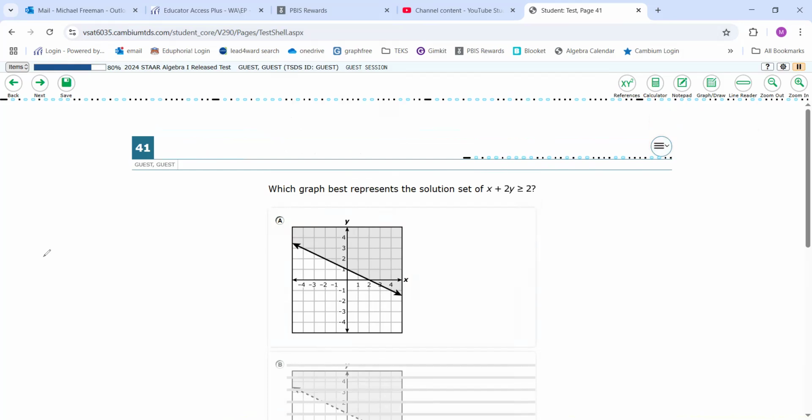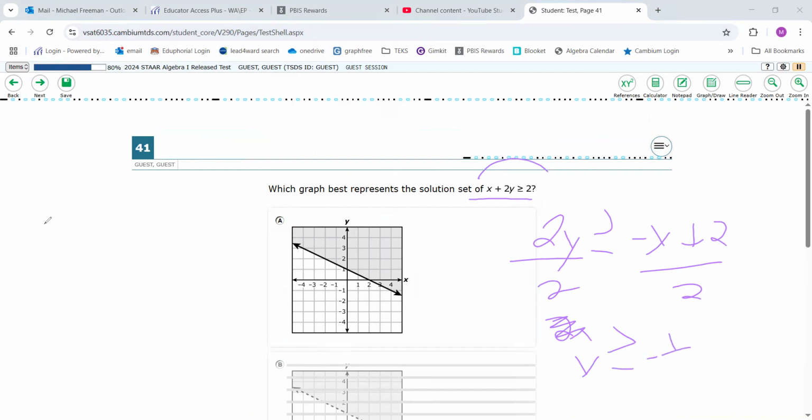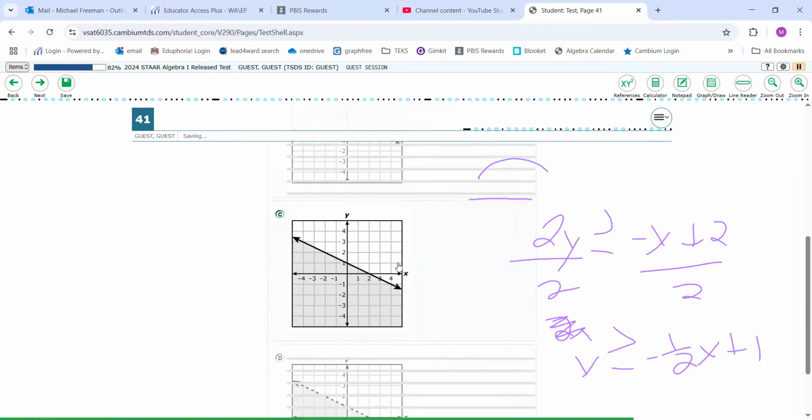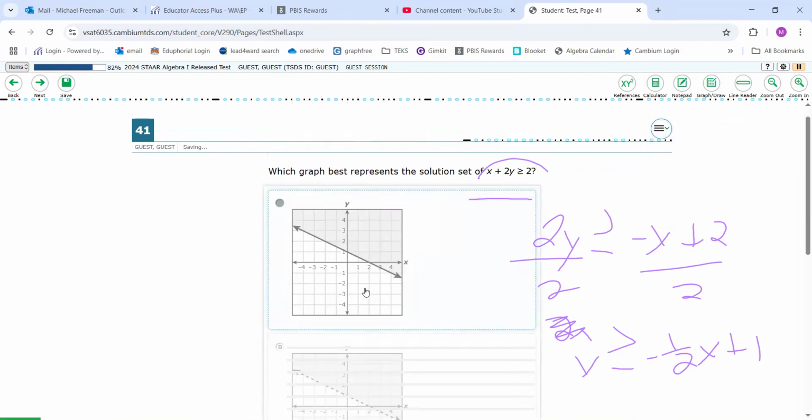But to be able to read our inequality symbols, it's got to be in slope-intercept form. Well, this isn't. This is in standard form. So I got to move my x over. So it should be 2y is greater than or equal to negative x plus 2. So we divide by 2. Then it's y is greater than or equal to negative 1 half x plus 1. So let's look at our options. Now, if it's greater than, I know it's got to be shaded above our line. Well, this one's shaded above, but this one is shaded below. So this one's definitely wrong.